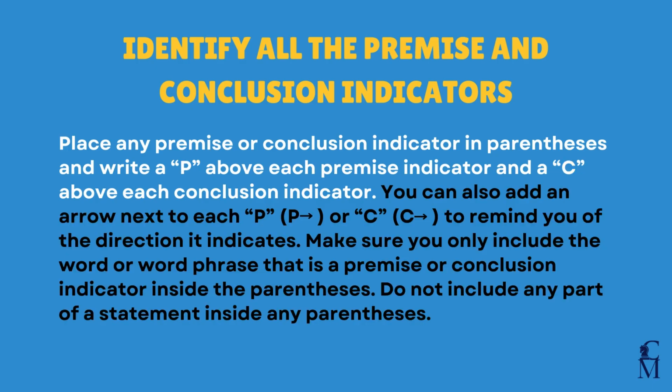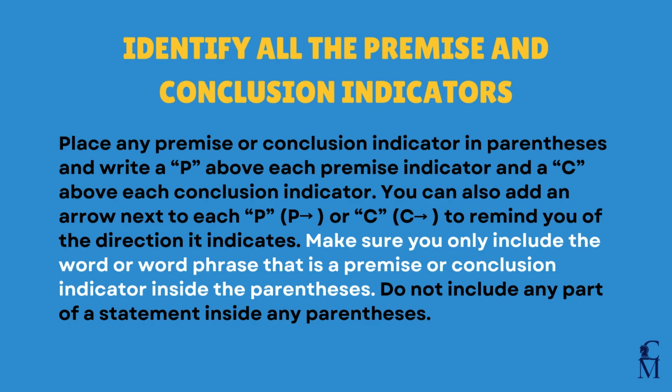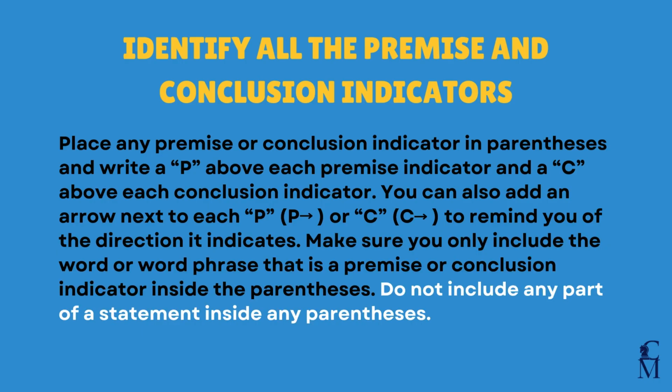Place any premise or conclusion indicator in parentheses and write a P above each premise indicator and a C above each conclusion indicator. You can also add an arrow next to each P or C to remind you of the direction it indicates. Make sure you only include the word or word phrase that is a premise or conclusion indicator inside the parentheses. Do not include any part of a statement inside any parentheses.